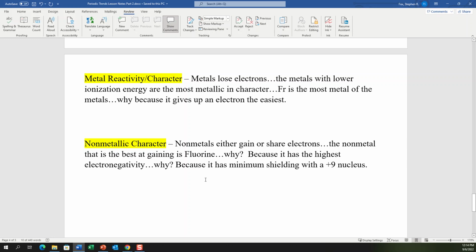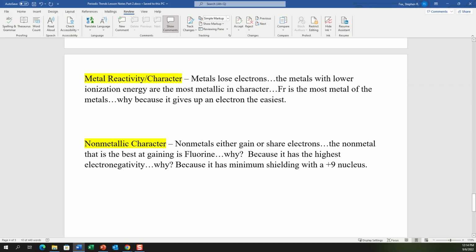Okay, we wouldn't include the noble gases in the non-metallic character trend because they don't really react. When we talk about non-metallic character, we're talking about reactivity. So we're talking about gaining or sharing electrons. And the noble gases don't like to gain. They don't like to share. They're stable already with the number of electrons they have, so they don't really form bonds.